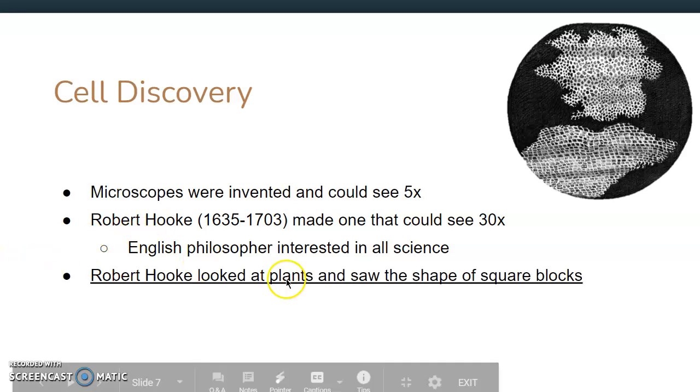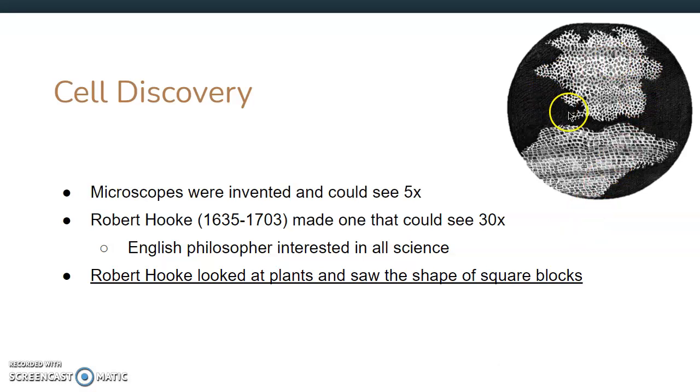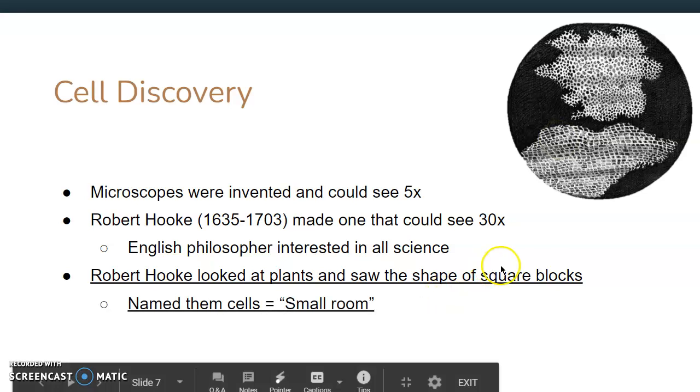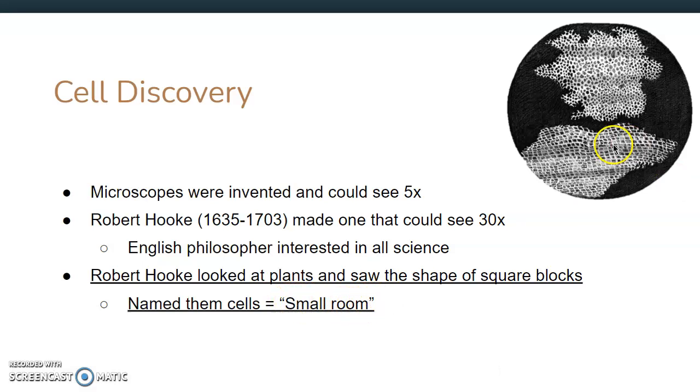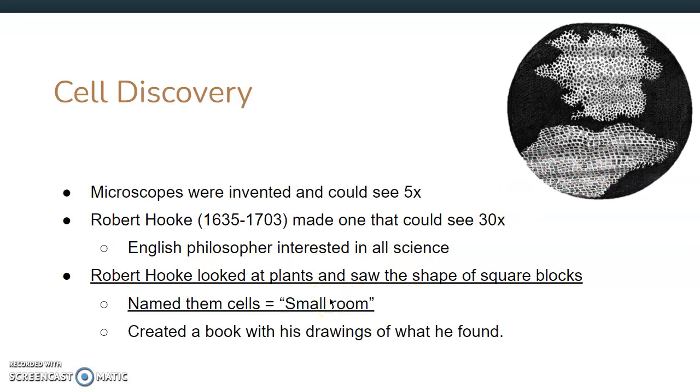So Robert Hooke looked at plants and saw the shape of square blocks. So this was one of his drawings of the plants that he saw underneath. And he named these small squares cells, which means small room. He thought each one of these looked like a little room in a building where monks live in a monastery. So where monks, people who are religious and live by themselves, kind of have rooms that look like this. So he saw small room, and cell is what he would be naming this.